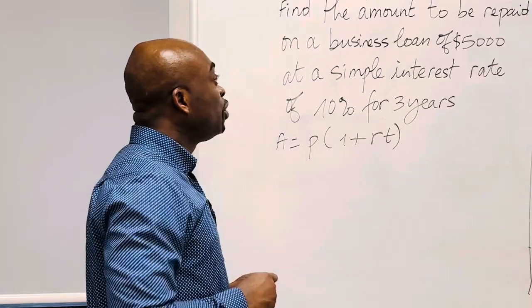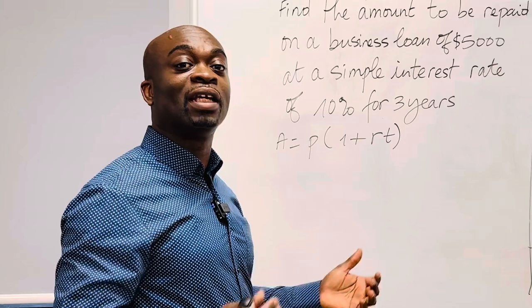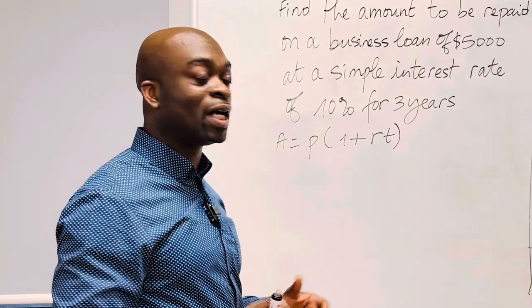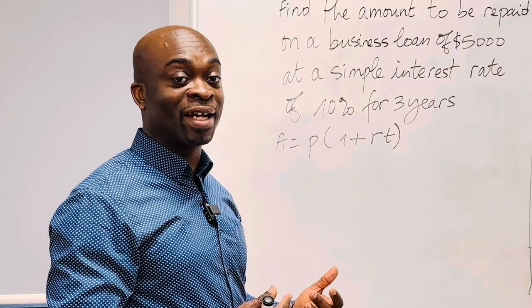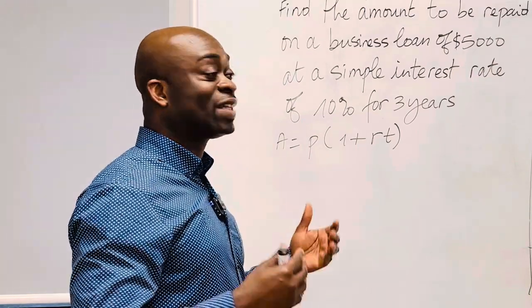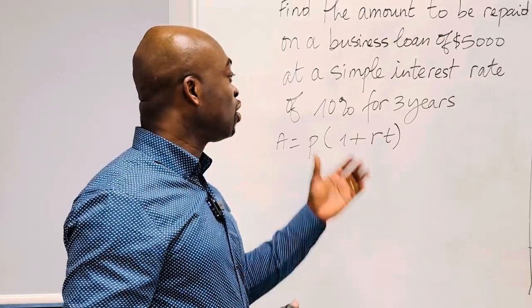So we're going to work with this problem here, which is an application of our daily life, routine things that we do all the time. For example, if you borrow money, you're going to have to pay it back. In this case, we're borrowing $5,000 at an interest rate of 10%.